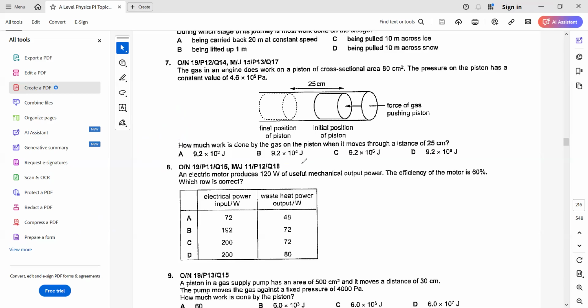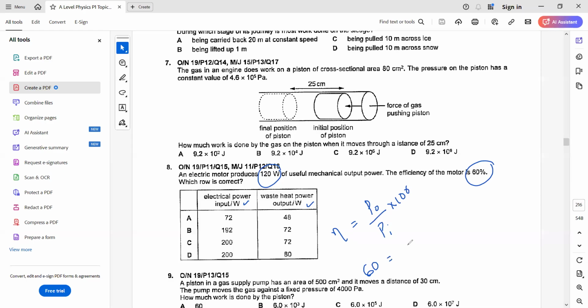Okay. So where was I? Yeah. 120 watt, and then basically it is efficiency 60%. They want us to find out input power and waste heat. So first we can use the efficiency formula, that is going to be useful power output over total power input times 100, right? So efficiency is going to be 60.